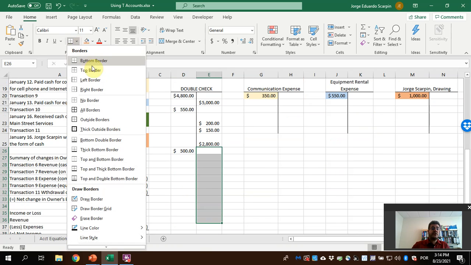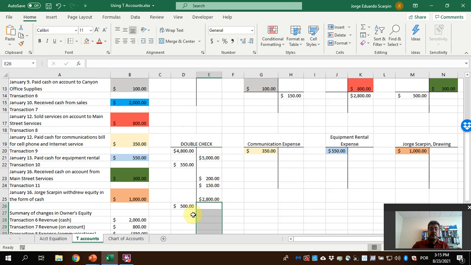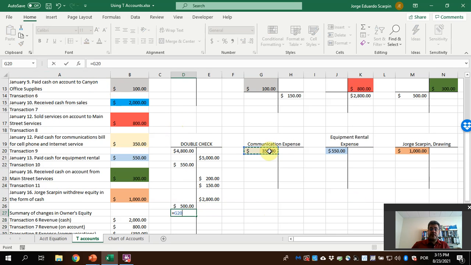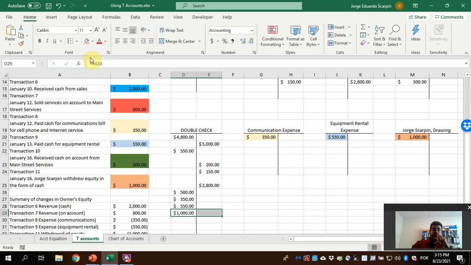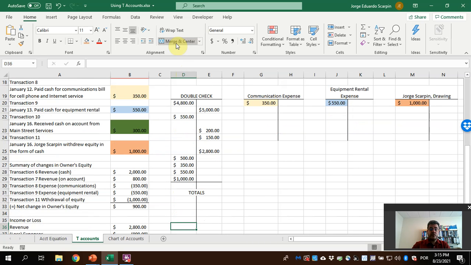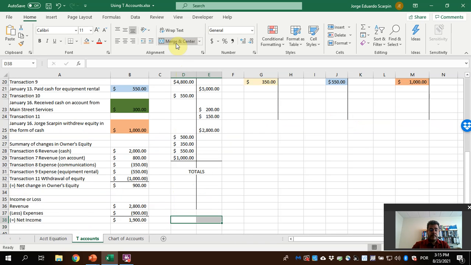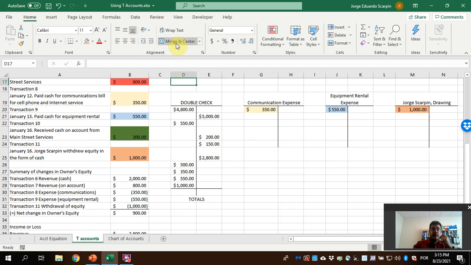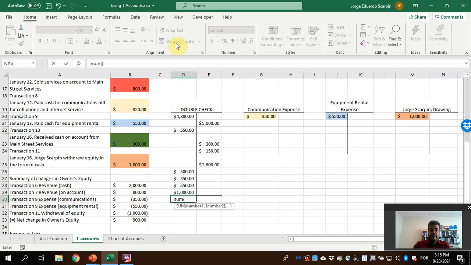Oh, we need additional rows here. Debit 350. Debit 550. And debit 1,000. And now we find our total. So here it is our totals. Okay. How do we find the totals? We sum them. Sum. And again, sum.